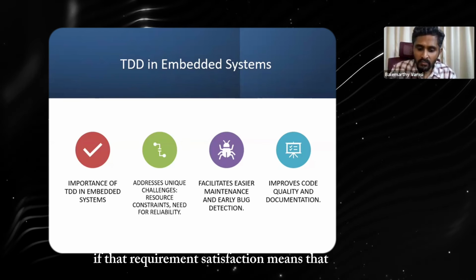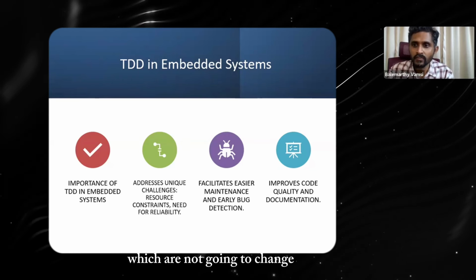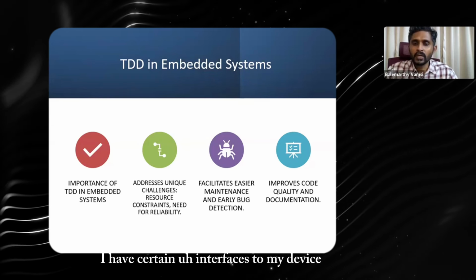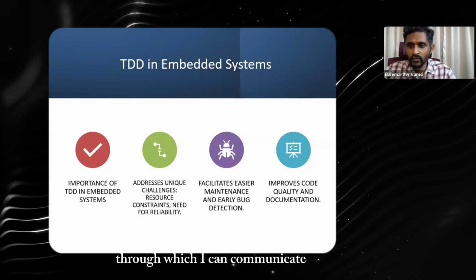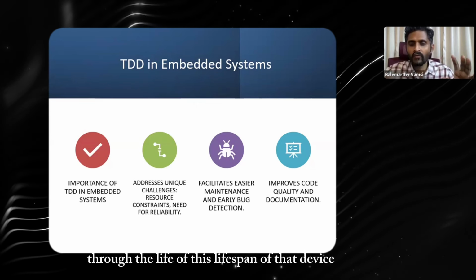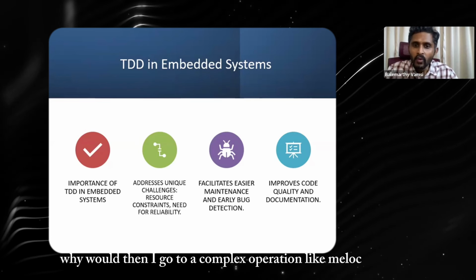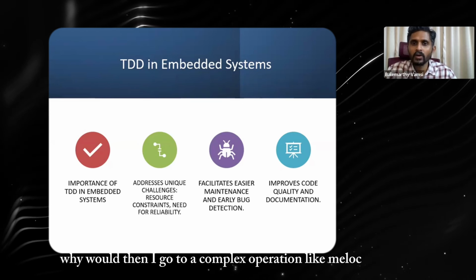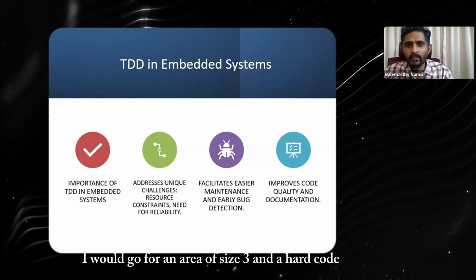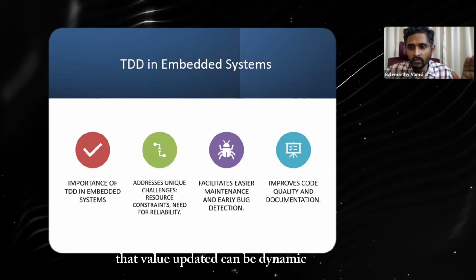If that requirement satisfaction means that I have to hard code certain variables or certain values which are not going to change. For example, let us say in my code, I have certain interfaces to my device through which I can communicate. And once I manufacture my device, it says that through the lifespan of that device, there are only three interfaces. Why would I then go to a complex operation like malloc, wherein I malloc certain memory and create a structure for that interface? Rather, I would go for an array of size 3 and I hard code. Maybe the values are not populated, that value updation can be dynamic.